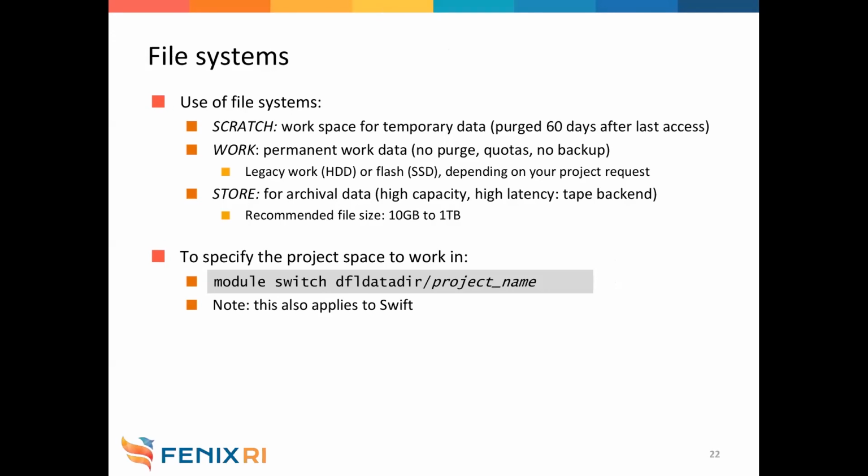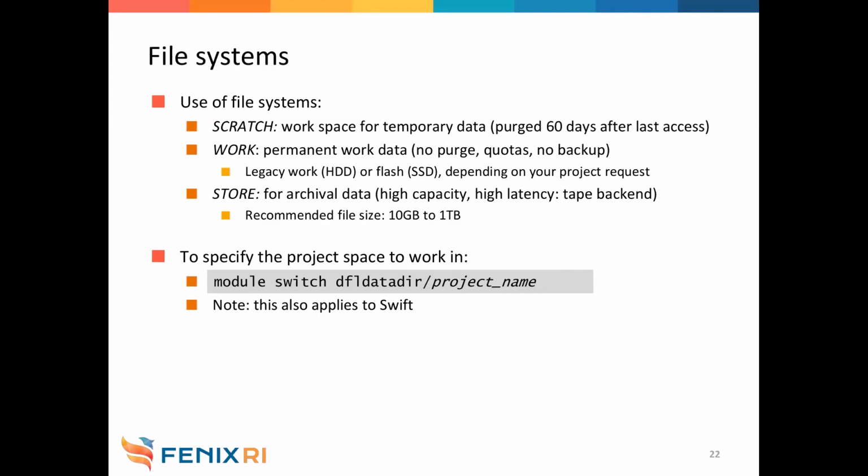Now let's talk about the storage systems. When you arrive on the TGCC, you have 3 storage areas available. The Scratch file system is a workspace for temporary data. It's purged after 60 days if you don't access the files. The second workspace is Work, for permanent work data. There is no purge on this file system, but there are quotas and there is no backup.